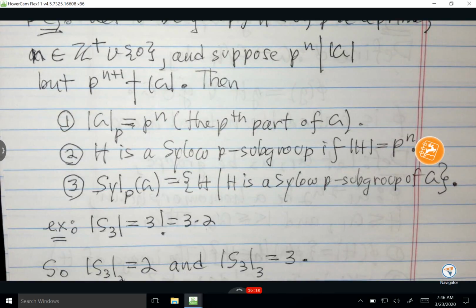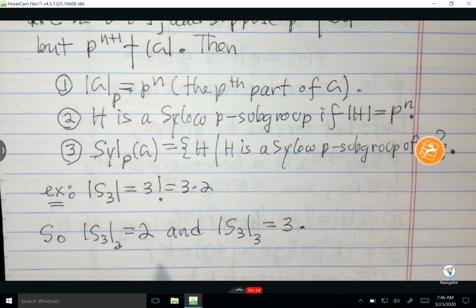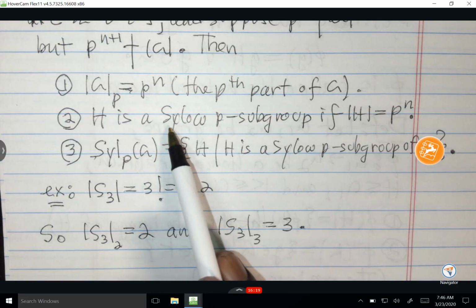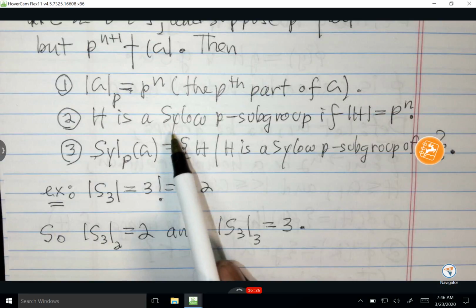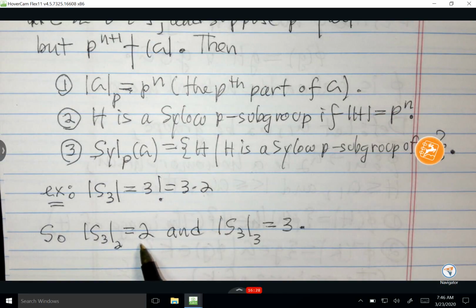So that means if we could find a subgroup of S3 that has order 2, then by this definition right here, follow the pen, it would be a Sylow 2 subgroup of G. Well, it's easy to find a subgroup of S3 of order 2. Just take an element of order 2 and look at the cyclic subgroup generated by that element. It would just have 2 elements. And an element of order 2, there's several, but one is the 2-cycle (1 2).